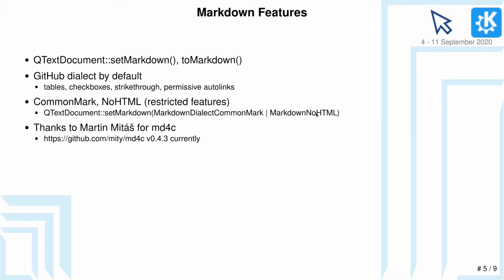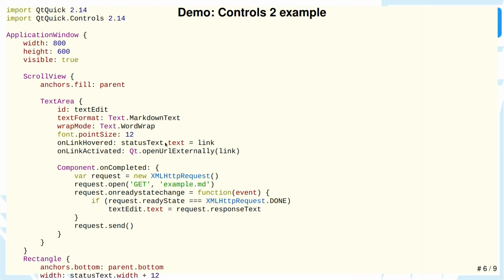So thanks to Martin for implementing MD4C. During the hackathon, I was looking for a library that I could use for the parser because I didn't really want to try to write one myself. So we're actually bundling it with Qt, and currently we ship version 0.43 in 5.15. And we hope that eventually MD4C is going to be popular enough that the distros will all have it and we'll be able to stop bundling it with Qt.